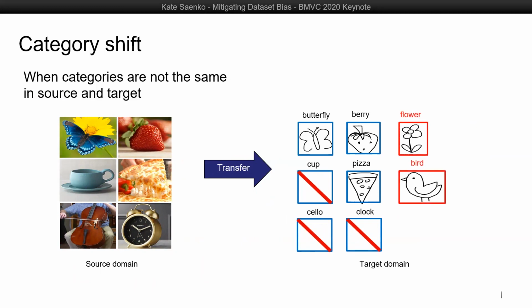Of course, here we assume that we have no labels on the target, so we don't know which categories are missing and which ones are new. So can we still do domain transfer, and can we still transfer knowledge of the categories shared between source and target while also avoiding catastrophic alignment to these novel or missing categories?